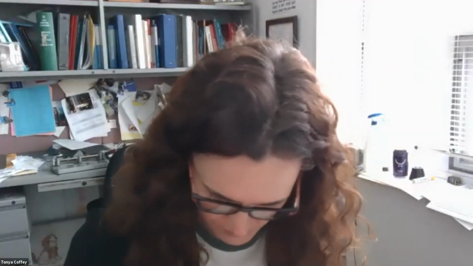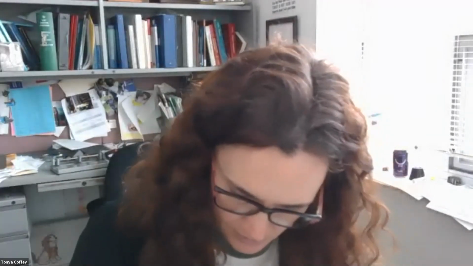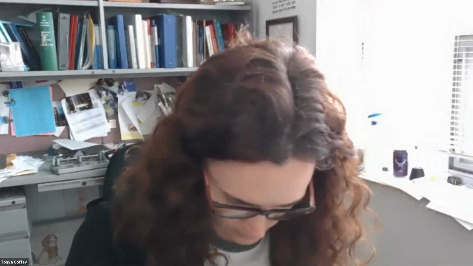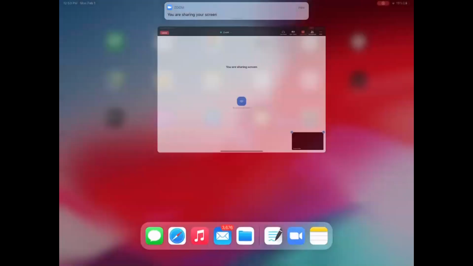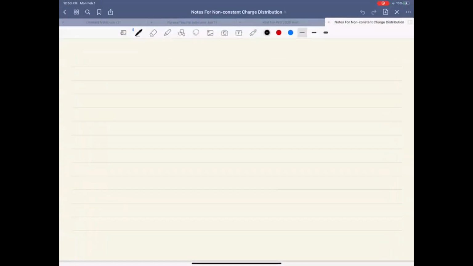I'm going to stop my share here. I'm going to move to my trusty iPad here, because heaven knows I don't want to write all these integrals out in an equation editor. What a pain that is. Okay, so let's do a sketch.